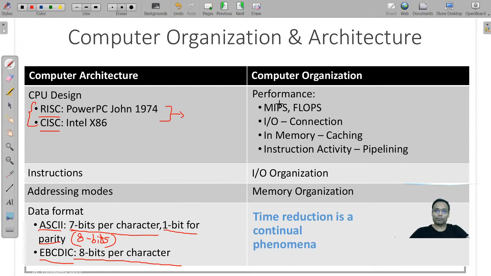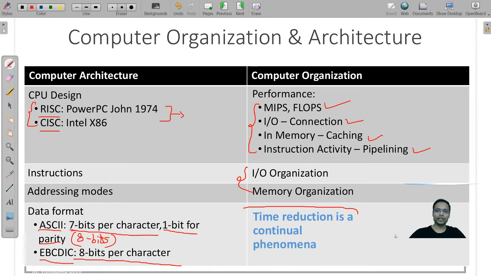If you go for performance improvement, there are so many things in it: how the IO connections are improved, how memory access can be improved, instruction activity, how pipelining works, and MIPS, FLOPS. We will talk a little bit about this also. Then IO organization and memory organization.